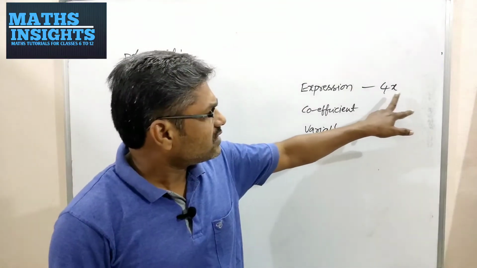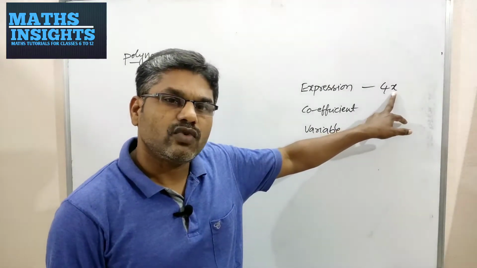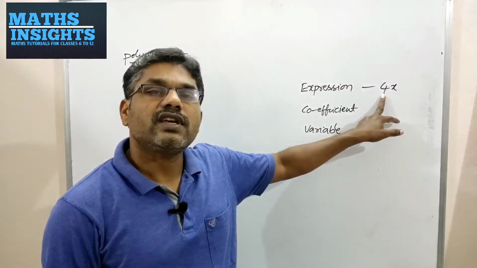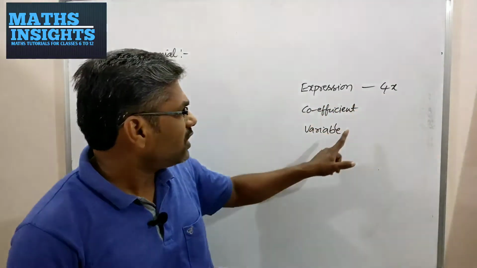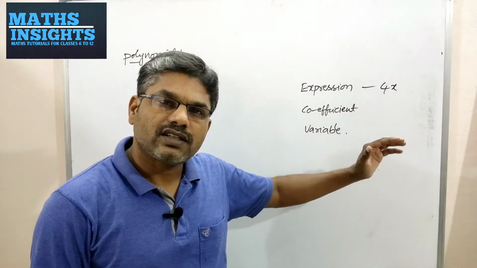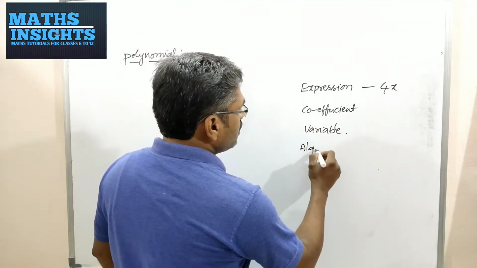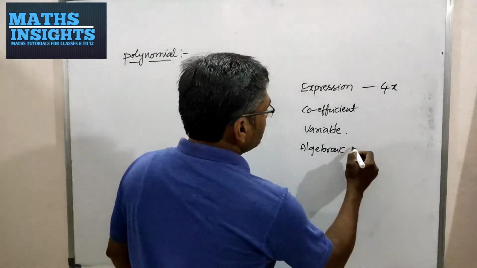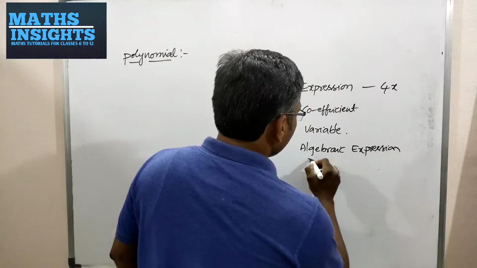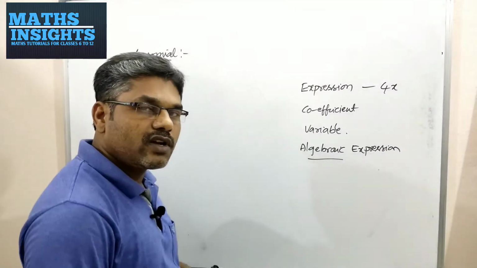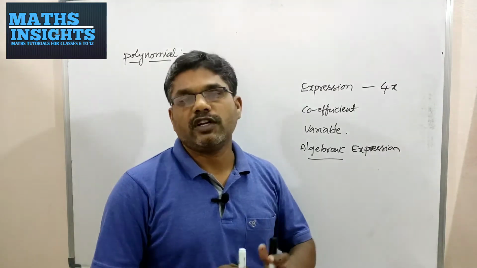So in this 4X, you will call X a variable and 4 a coefficient. So the coefficient in this is 4 and the variable is X. And the next one is algebraic expression. You know what is meant by algebra? Algebra is nothing but involving addition, subtraction, division and multiplication.